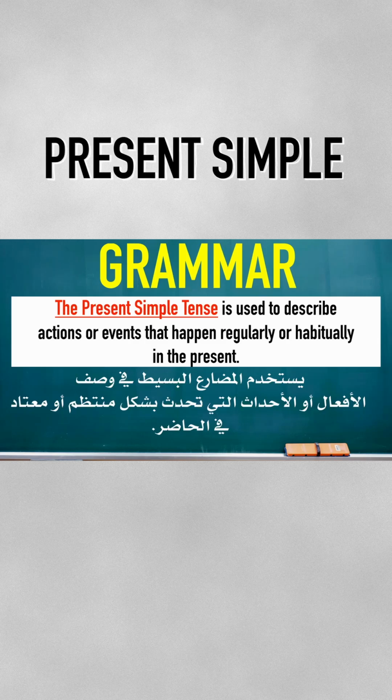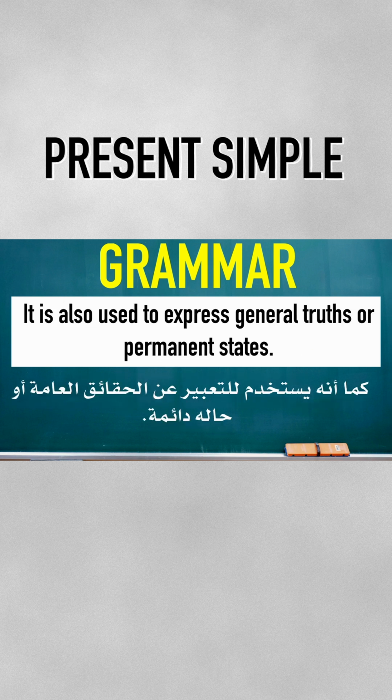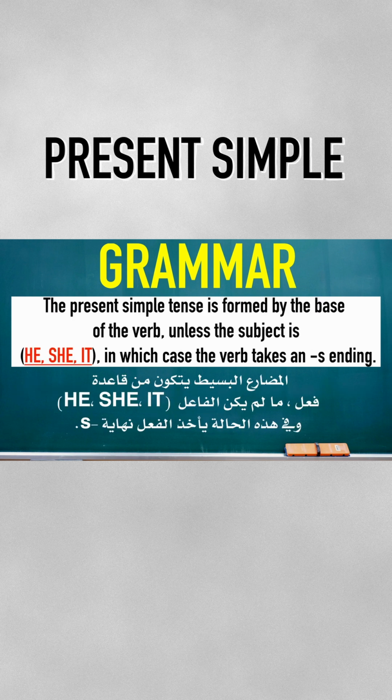The present simple tense is used to describe actions or events that happen regularly or habitually in the present. It is also used to express general truths or permanent states. The present simple tense is formed by the base of the verb unless the subject is he, she, or it, in which case the verb takes an S ending.